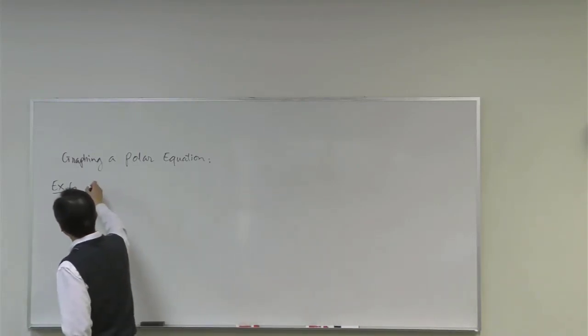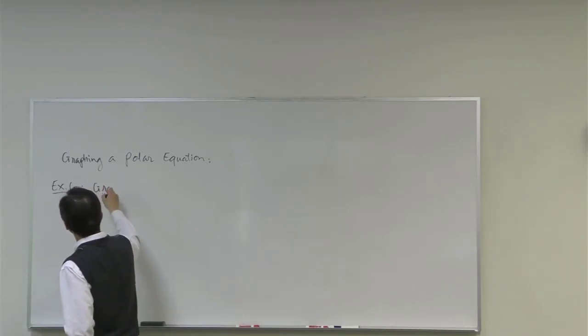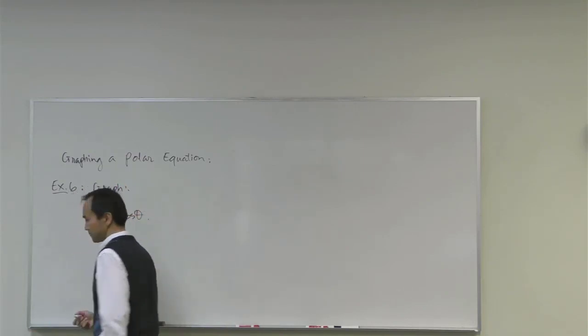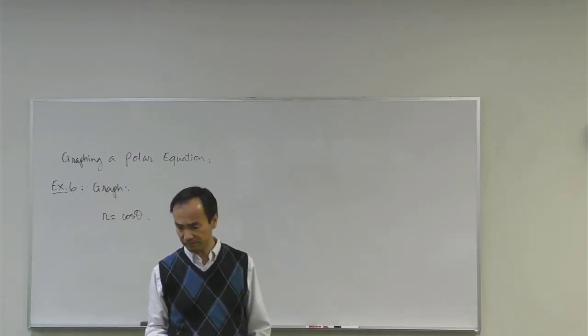So let's say you want to graph r equals cosine theta. What we have here is a polar equation.